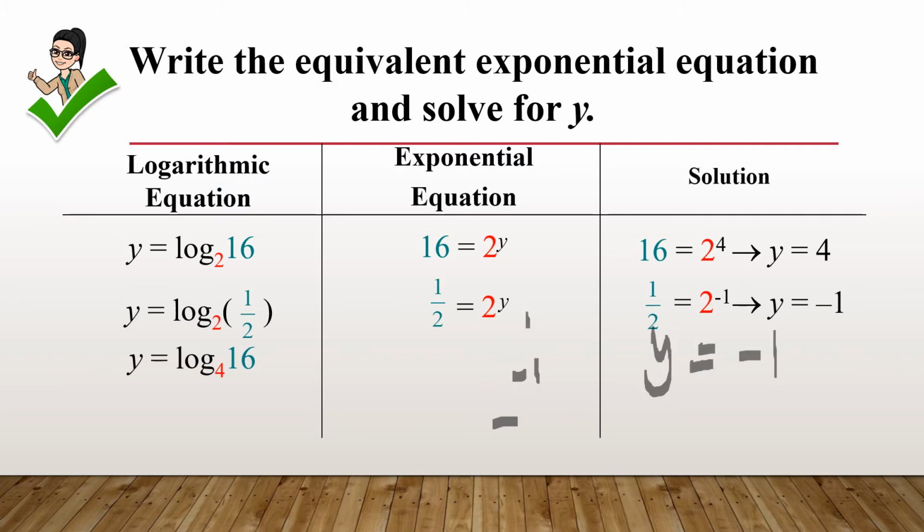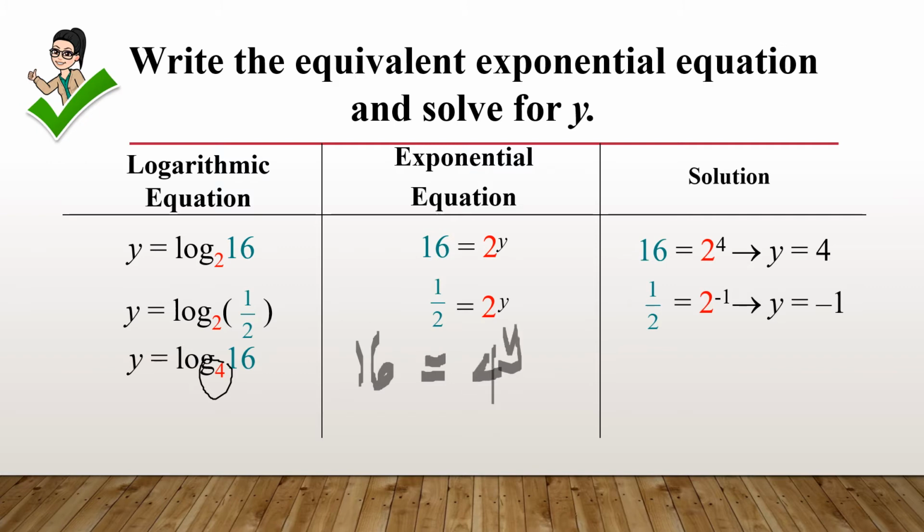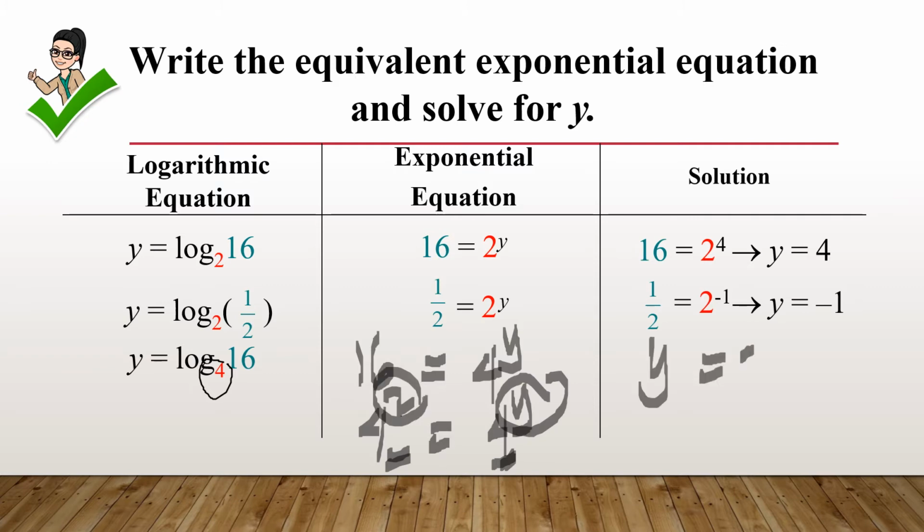The next one is y is equal to log of 16 to base 4. So our base here is 4. Let's write it this way. 16 is equal to base 4 raised to y, the exponent. So let's make 16 with the base 4. 16 is the same as 4 squared, and copy 4 raised to y. So the bases are the same, therefore y is equal to 2.